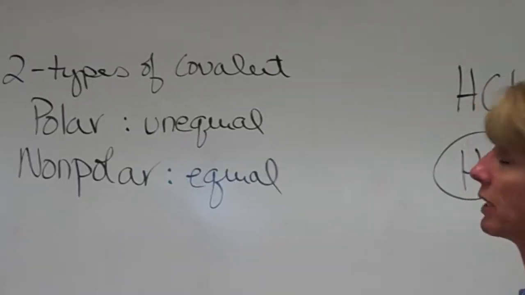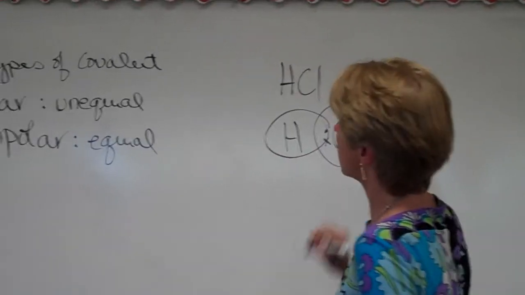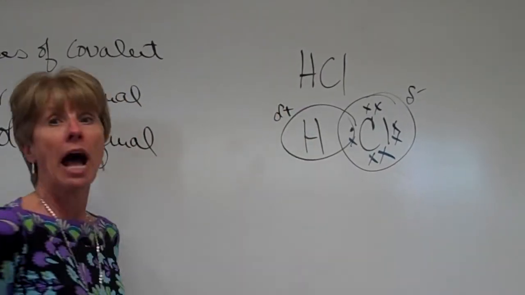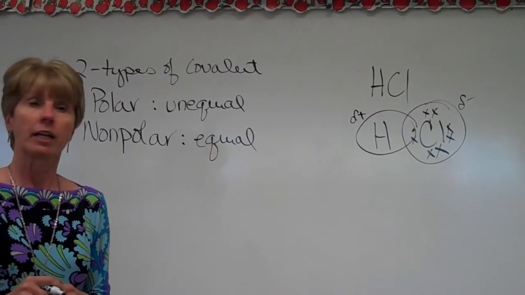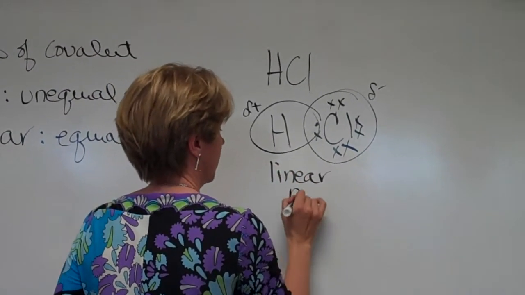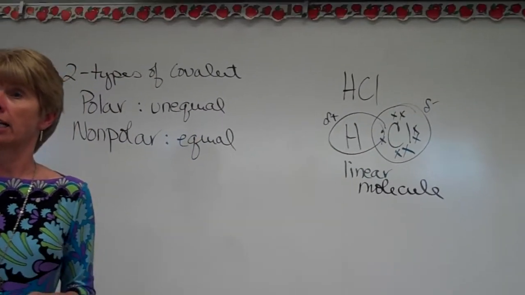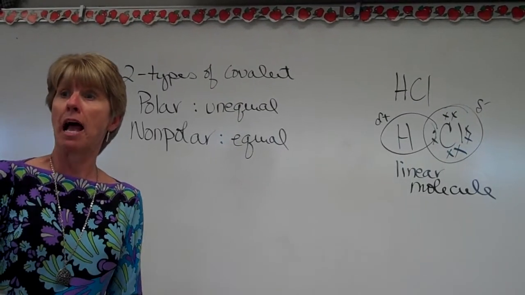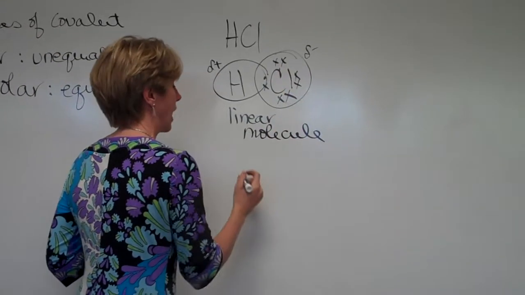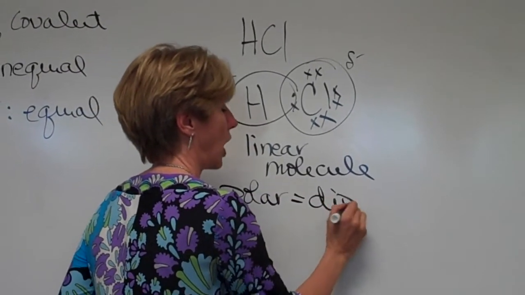The electrons being closer to the chlorine means the chlorine has an apparent negative charge, and the hydrogen has an apparent positive charge. Now, this is a linear molecule. Whenever you have only two atoms in a compound, that compound is linear. This is a polar molecule. Polar is the same thing as a dipole.